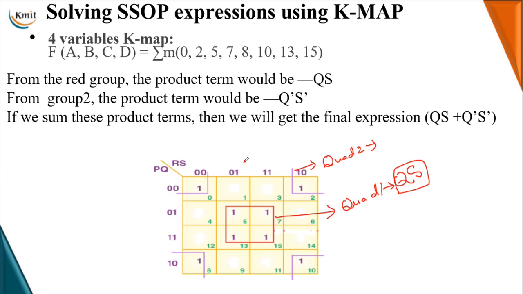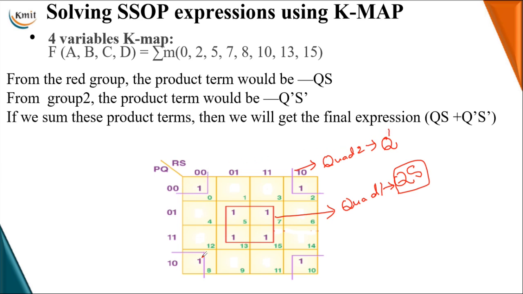Next, in the same manner, quad 2. So quad 2 is 0, 2, 10 and 8. Now row-wise, for 0, 2 it is 0, 0. Row-wise for 8, 10 it is 1, 0. 0 is assigned to Q. So the first common variable is Q with value 0, so we will write it as Q bar.